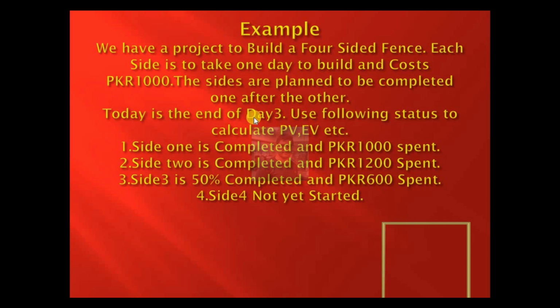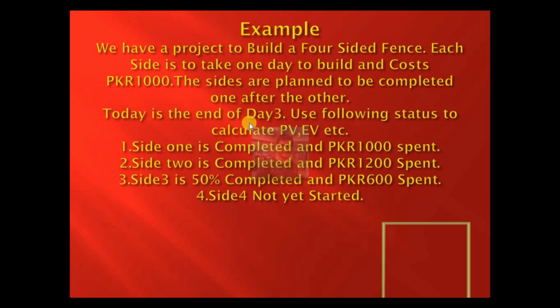Then today is the end of day 3. 3 days have passed. Now you are on the site and you are taking data from the site. So this is the data you took from the site. Side 1 is completed and 1,000 PKR is spent. Side 2 is completed and 1,200 PKR is spent. And side 3 is 50% completed and 600 PKR is spent. So from this, which values can you take?